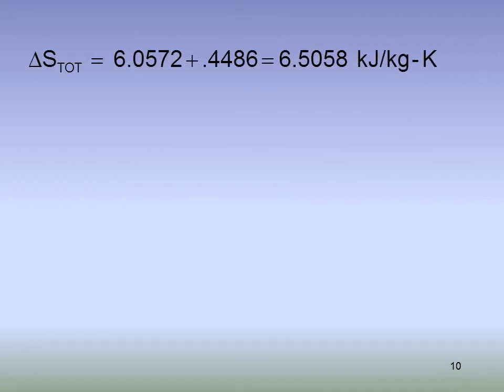And this is primarily to show you how entropy, just using the basic definition of entropy, Q over T, and the fundamental property equation, which we derived from an energy balance and an entropy balance on a reversible system, yet applies to a non-reversible system, then we'll get the delta S. And you can compare that to data in your tables. So here we have delta S total, 6.0572, that's for vaporization, plus 0.4486, that's for raising the temperature, is equal to 6.5 kilojoules per kilogram K.